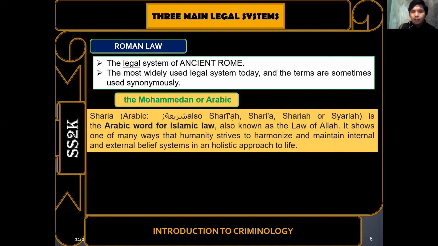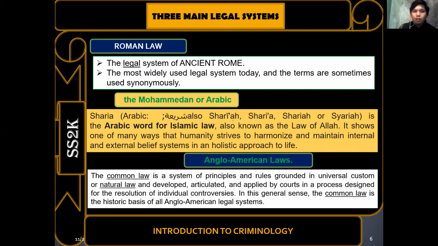Sharia is the Arabic word for Islamic law, also known as the law of Allah. It shows one of the many ways that humanity strives to harmonize and maintain internal and external belief systems in a holistic approach to life.